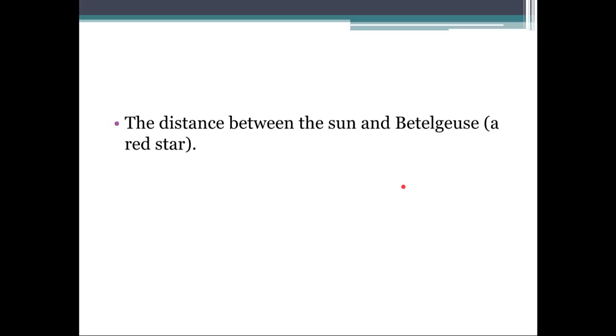The distance between the sun and Betelgeuse, which is a red supergiant star that might possibly go supernova within the next million years or so. And if it does, scientists say it'll be about as bright as the moon in the sky. So, what would you use to measure that? You can pause the video and make your guess.